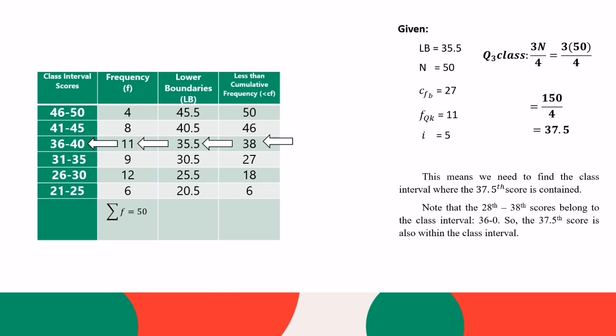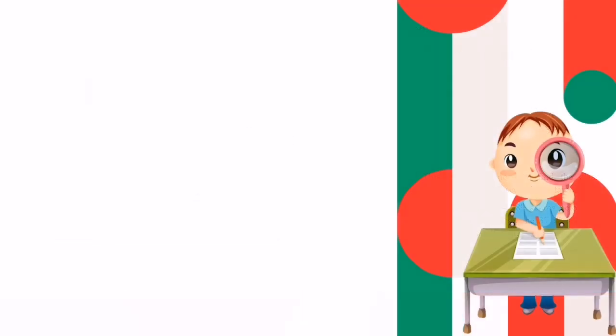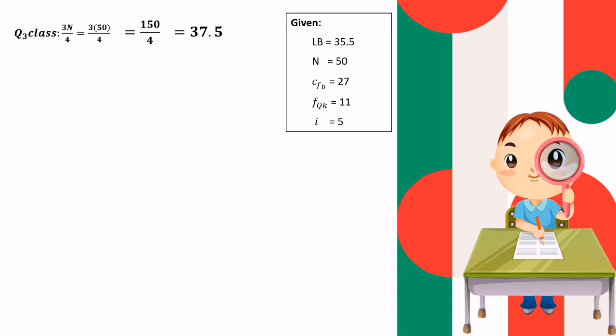Okay, now we will proceed with the substitution of the given into the formula. The Q sub 3 class is equal to 3n over 4, which is 3 times 50 over 4, and we come up with 37.5. And our given are LB equal to 35.5, N equal to 50, CF sub B equal to 27, F sub Q sub 3 equal to 11, and I equal to 5. And the quartile 3 class is in the class interval 36 to 40.